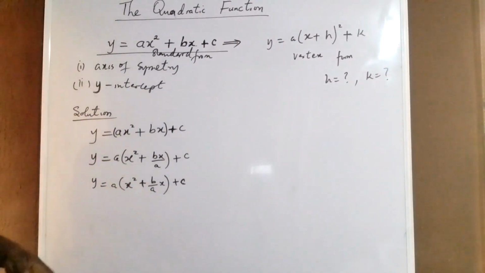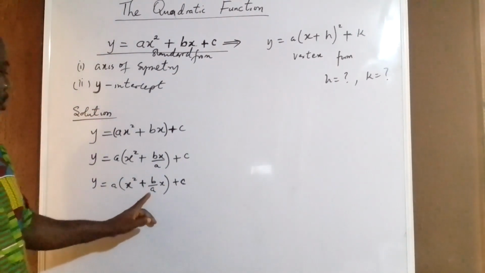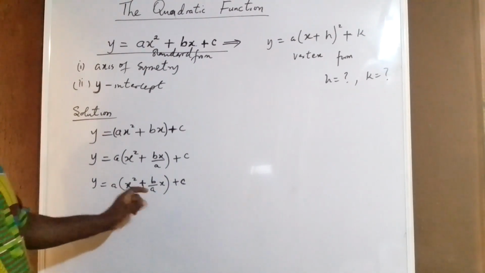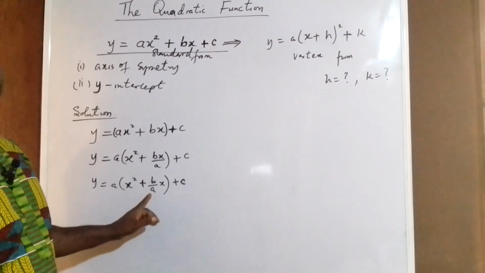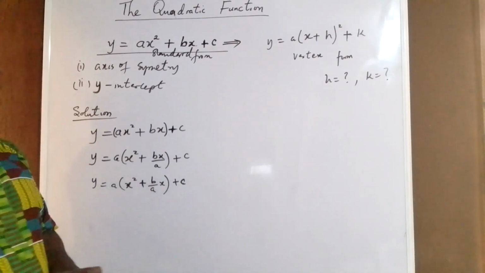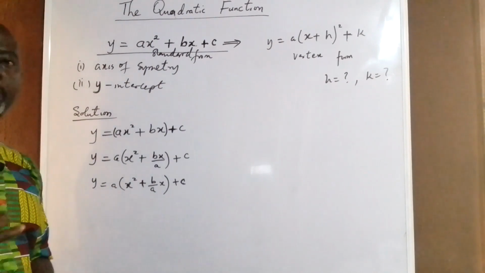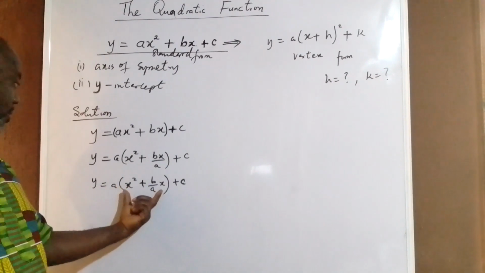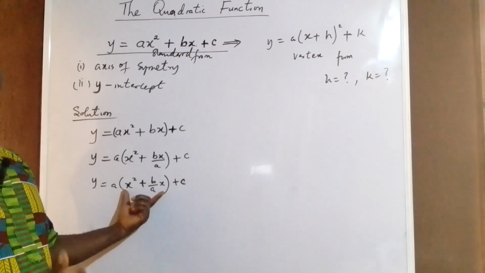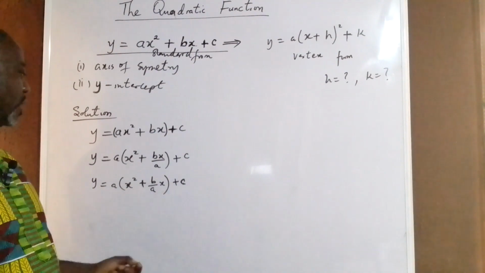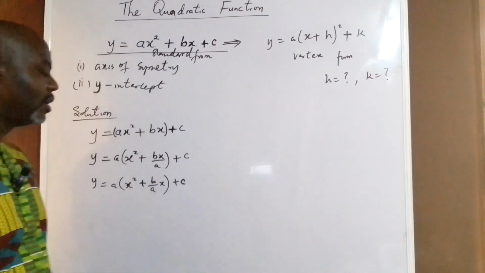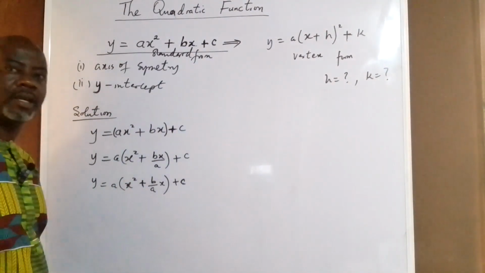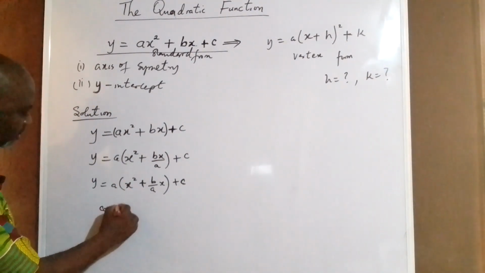Now, there's something we are going to do with the coefficient of x. You can look at it that x squared is standing alone, and then the coefficient of x is b over a. In order for us to apply completing the square, because if you look at it, this expression in brackets is an incomplete square, we need to complete the square. How do we do that? We look at the coefficient of x. The coefficient of x here is b over a.